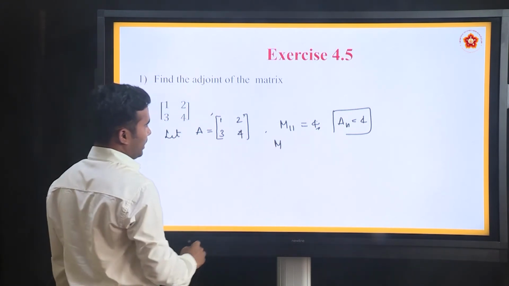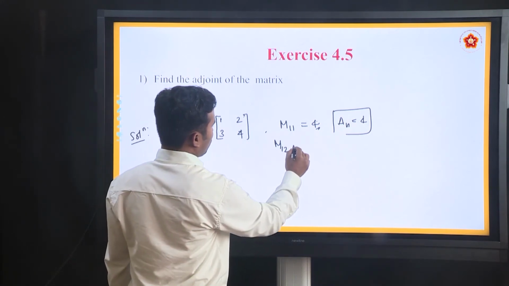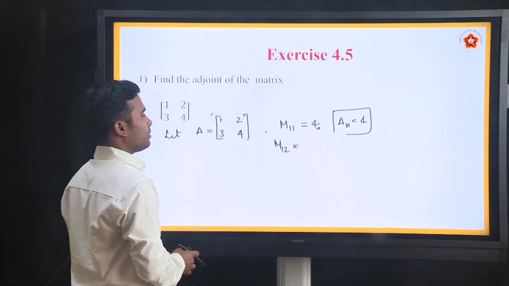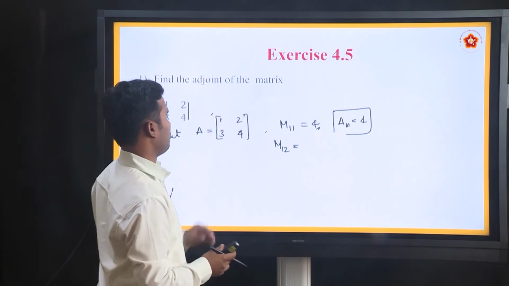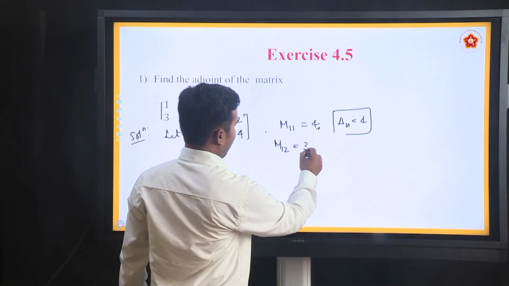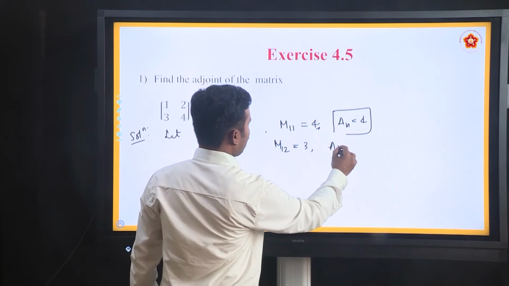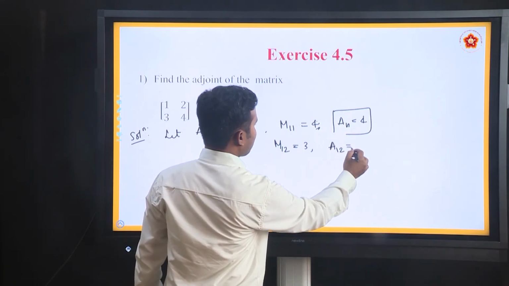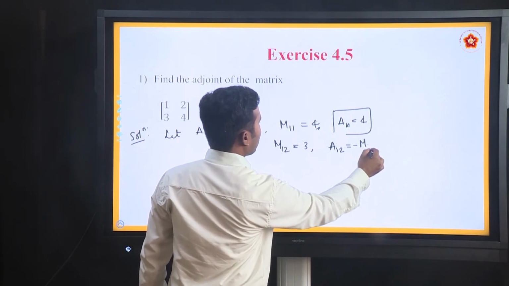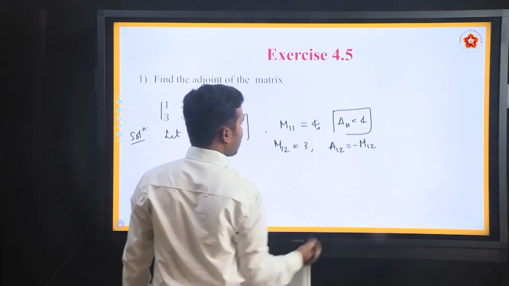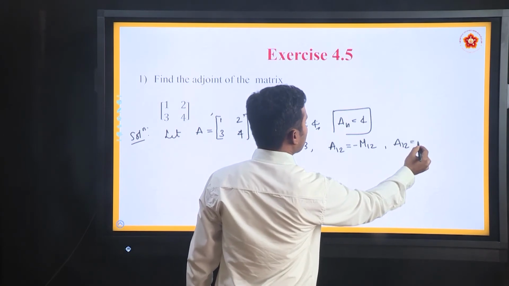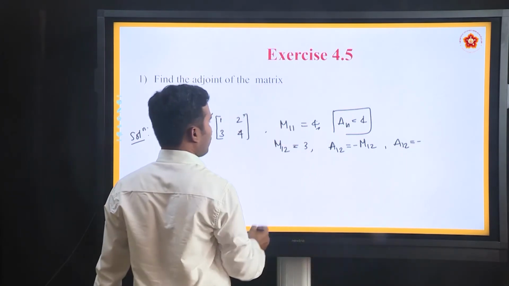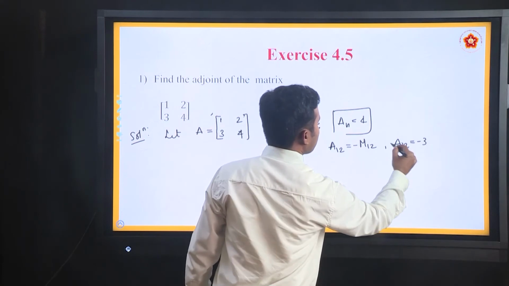Similarly, next is M12. How can you find M12? You just delete the first row, second column. What you left? 3. See here, I wanted to find A12. What is A12? Minus M12. What is minus M12? A12 is equal to minus M12, which is minus 3.